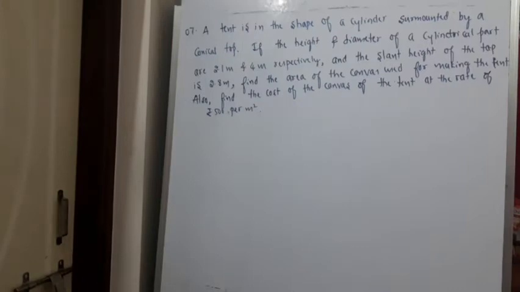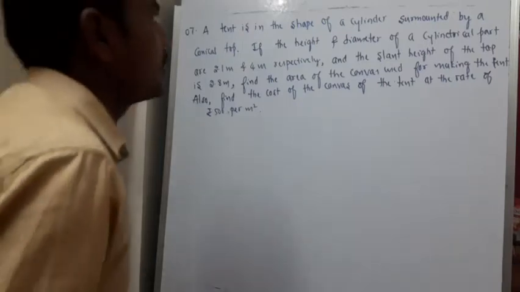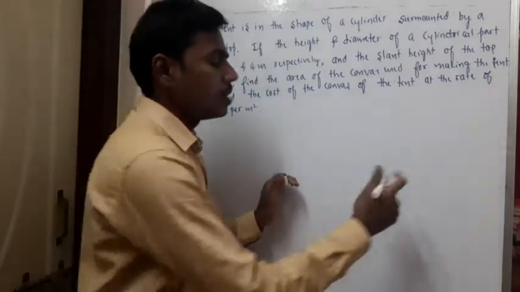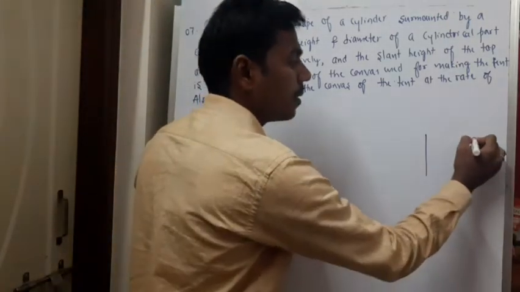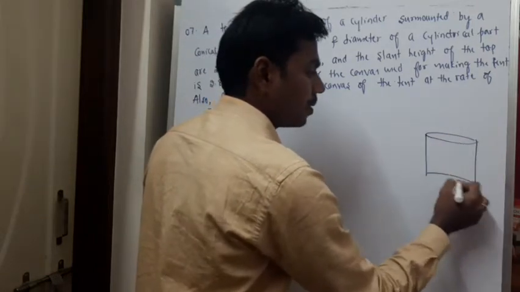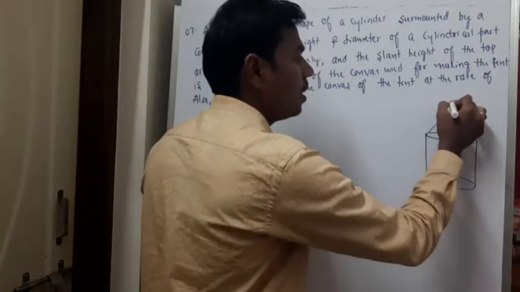Next, seventh question. A tent is in the shape of a cylinder surmounted by a conical top. See, a cylinder surmounted by a conical top would be of this shape. See, this is a cylinder. So this cylinder is surmounted by a conical top.